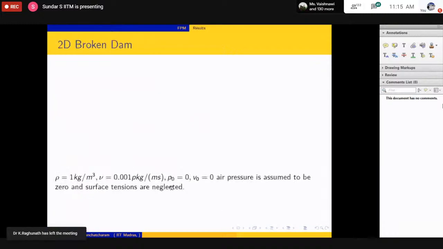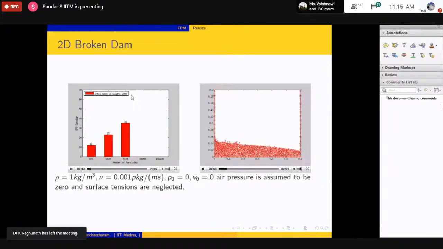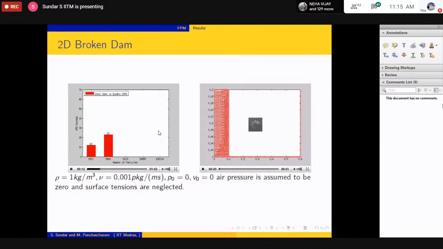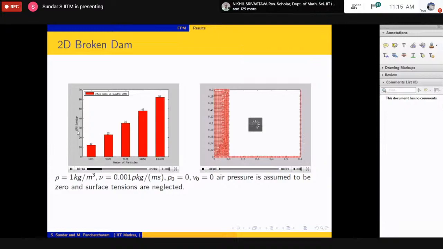Then I am just showing the two-dimensional broken dam problem. A dam is broken, and I am showing how many particles we have taken, 136,100 particles, and what GPU speedup I have demonstrated. And here is a way where you can see how it is.